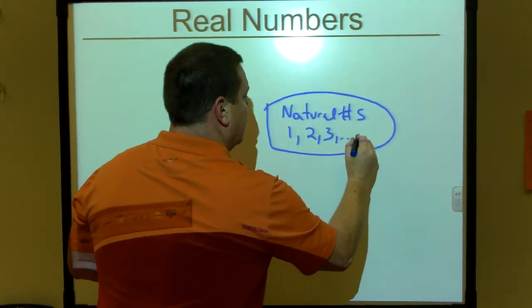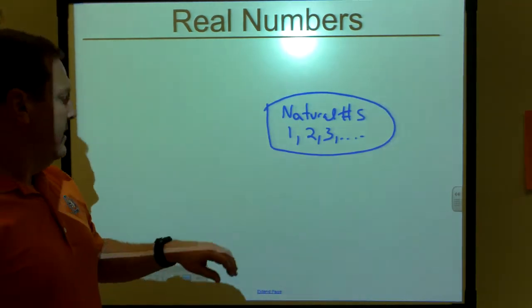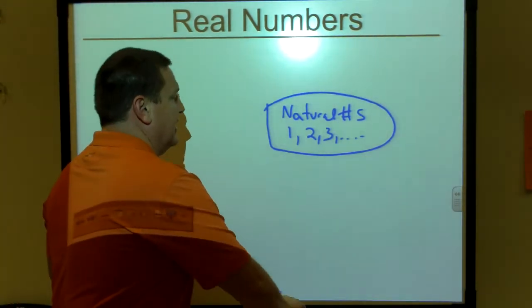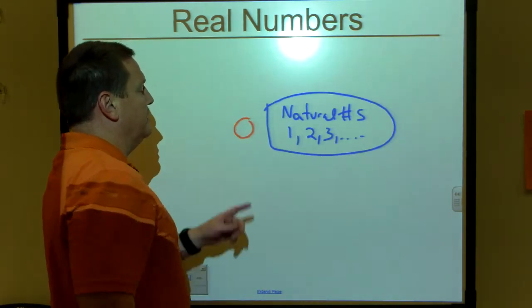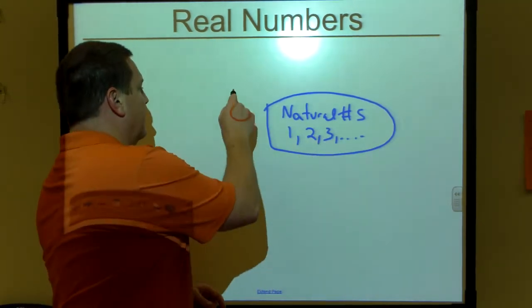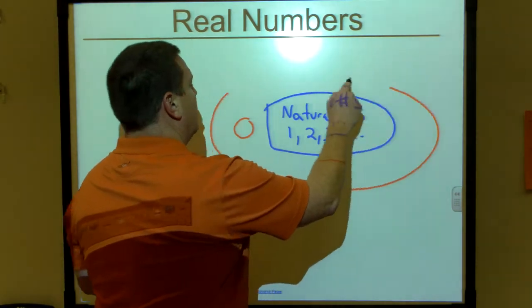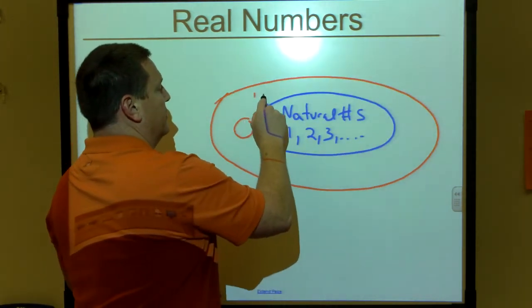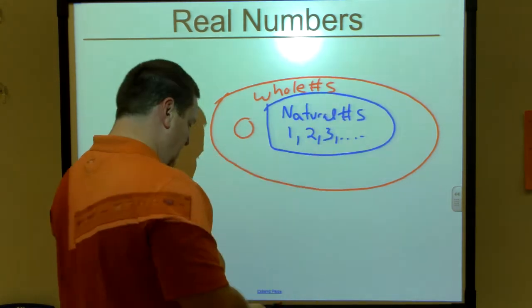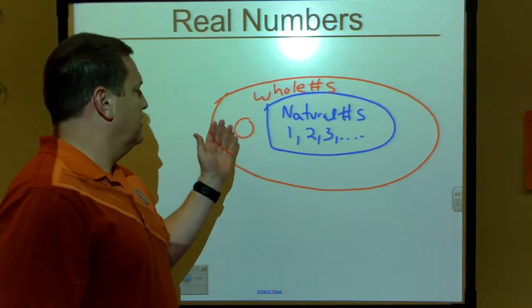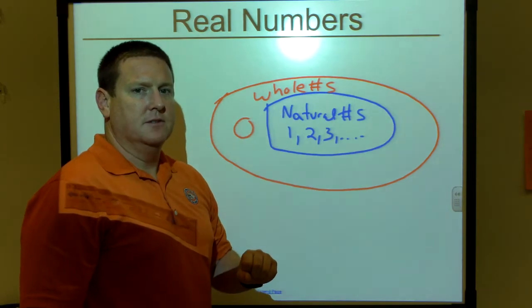And this pattern continues. Now, at some point, we teach you that there is actually another number over here to the left of 1, and it's called a 0. As soon as you add 0 to your natural numbers, that creates another group called whole numbers. But you'll notice in both cases, there's no decimals and there are no fractions.